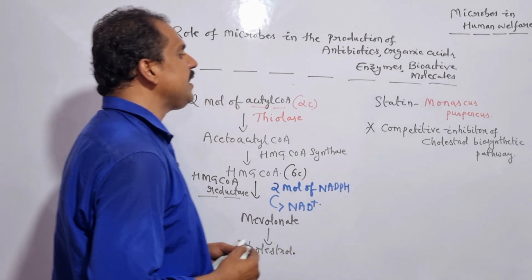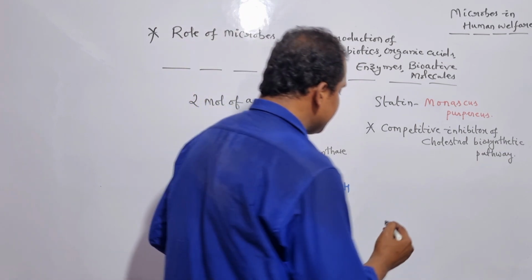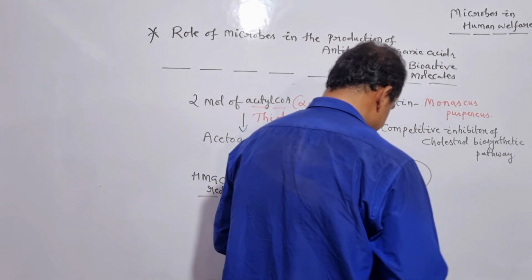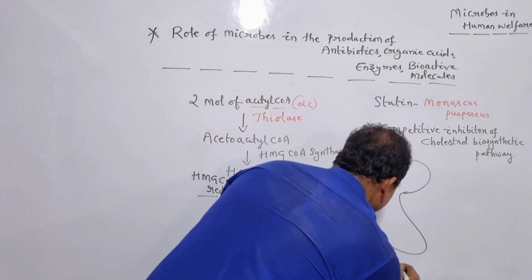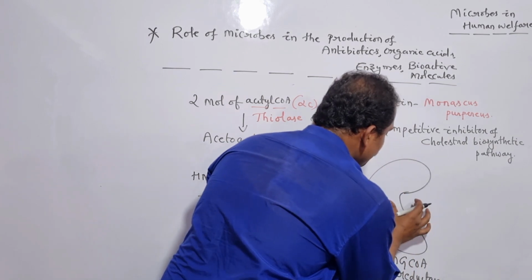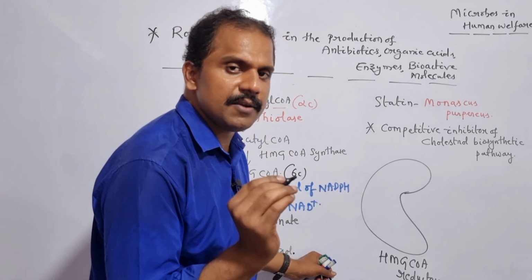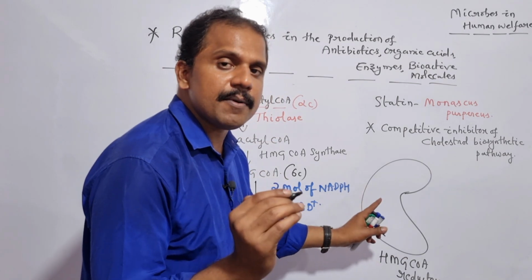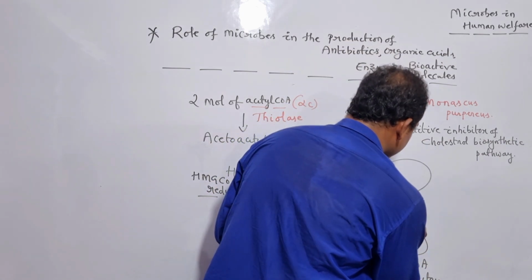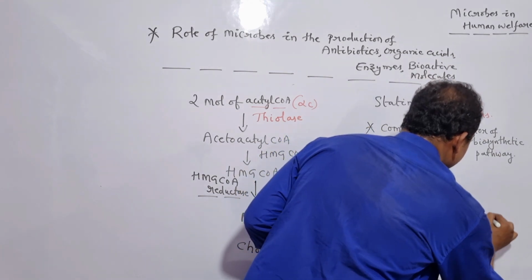Now we need to understand how the statin acts as a competitive inhibitor of the cholesterol biosynthetic pathway. So let us assume the HMG-CoA reductase enzyme. When the specific substrate HMG-CoA successfully binds to the active site of HMG-CoA reductase, the enzyme is capable of converting HMG-CoA into malonate. So HMG-CoA successfully converts into malonate.